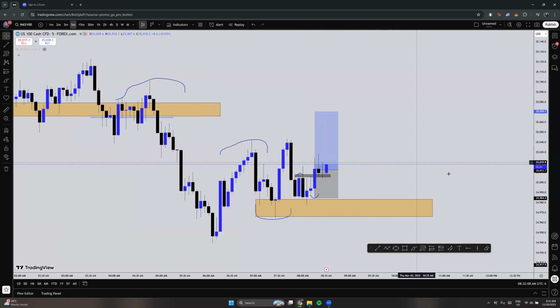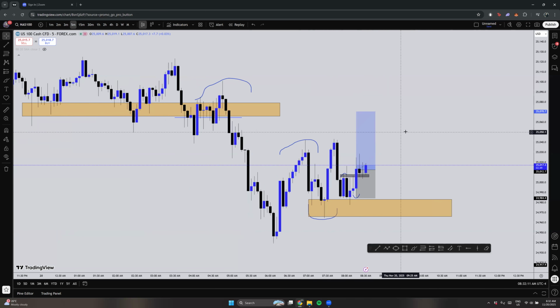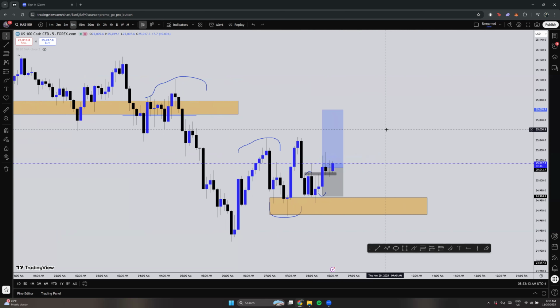All right, so take a note of the dates. You can check back on this on your own time, on your own chart, and see the results of it.